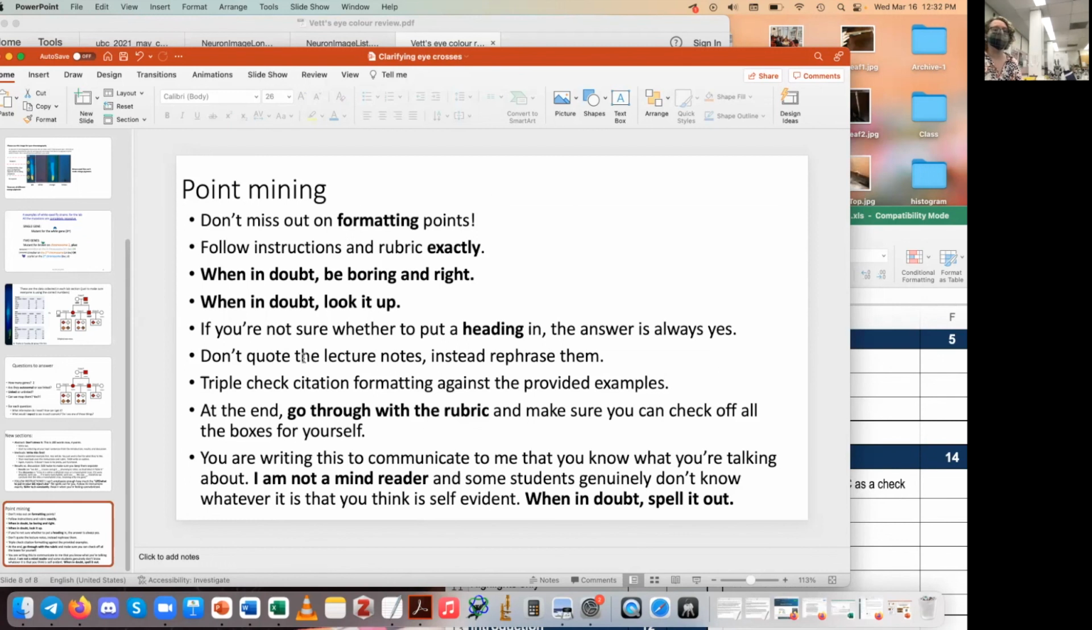Don't quote the lectures. That's plagiarism. A lot of people did it. We were very lenient for the first paper. We will not be lenient for the second paper. Do not quote the lectures. Don't even put it in quotes. Don't do it. Rephrase.